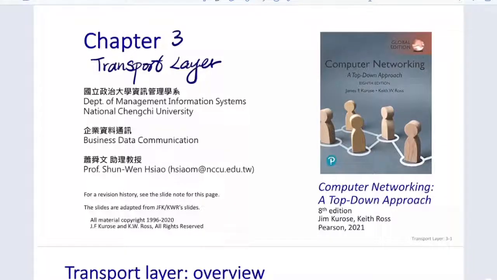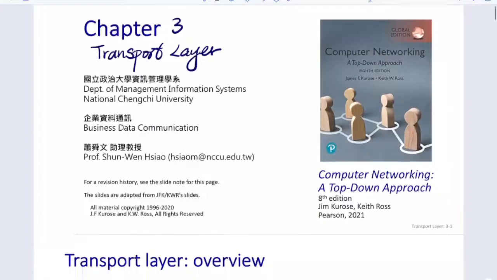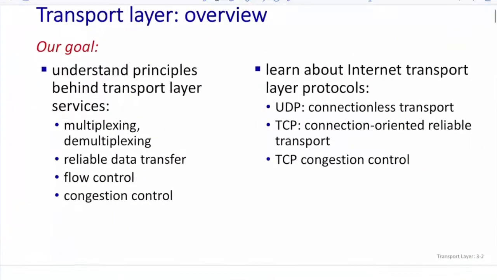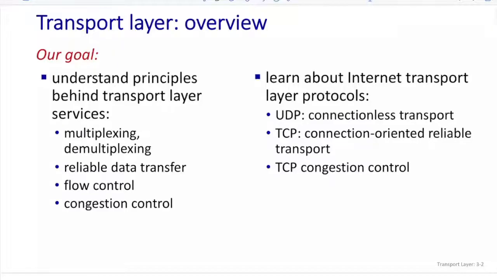Okay, this hour we start our next chapter, transport layer, chapter 3. And again, the goal of this chapter is to understand the principle behind transport layer services. As we mentioned before, on the top is layer 7, the application layer. You can design your own layer 7 application layer protocol.